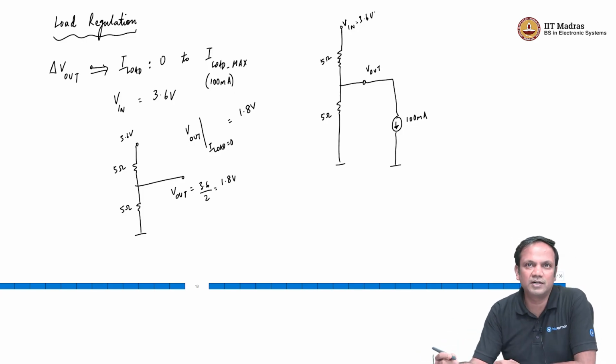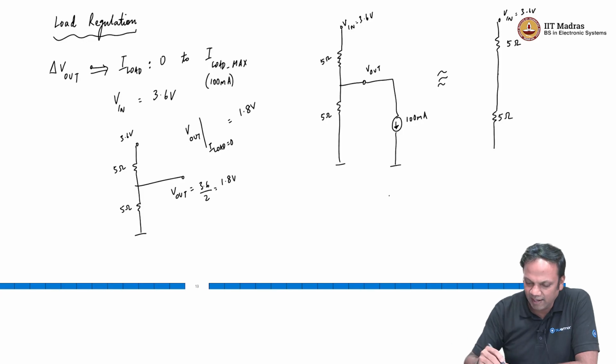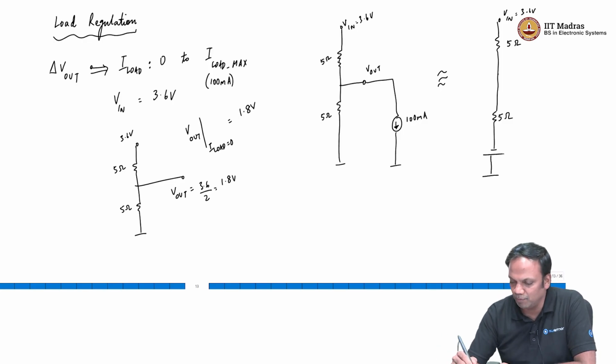The simplest way to reduce this circuit is to convert the current source and the resistor from its Norton equivalent to its Thevenin equivalent. The way you would do that is to say that this circuit is the same as V in equal to 3.6 volt, and then we have the 5 ohm resistor, we have another 5 ohm resistor, and the current 100 milliamp multiplied by 5 ohm resistor will be the Thevenin equivalent voltage, which is 100 milliamp into 5 ohm or 0.5 volt.